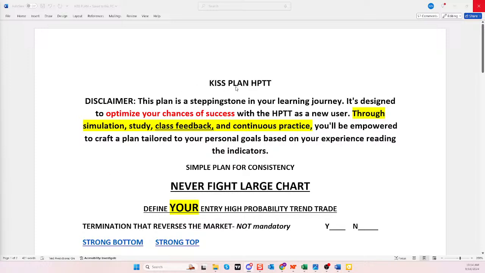This plan is a stepping stone in your learning journey. The high probability trend trade is not your only trade, but rather it's your first trade. It's your foundation trade. It's the trade that typically wins 70 to 80% of the time. The high probability trend trade is the trade that creates confidence by having more winners than losers. It's the trade that teaches you to read your indicators. This plan will optimize your chances of success with the high probability trend trade.